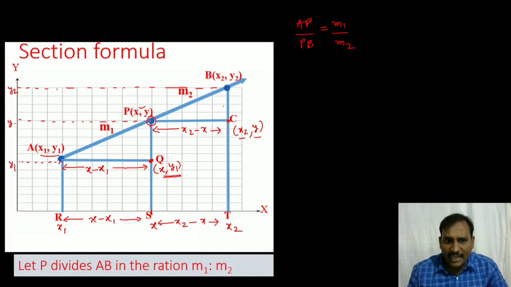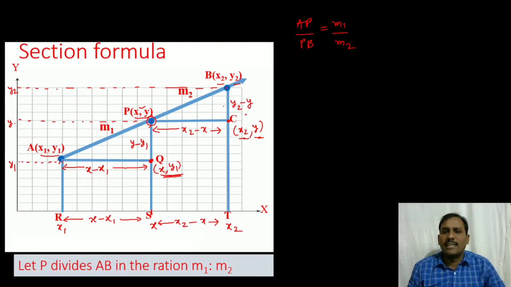Now let us calculate the distance PQ. So here P is x comma y, Q is x comma y1. So what is the PQ distance? It is y minus y1, because the x coordinates are same. Therefore the distance between the points is the difference of y coordinates. And what about BC? So here x2 y2 and x2 y. The x coordinates are same. Therefore, the distance between them is the difference of y coordinates, that is y2 minus y.